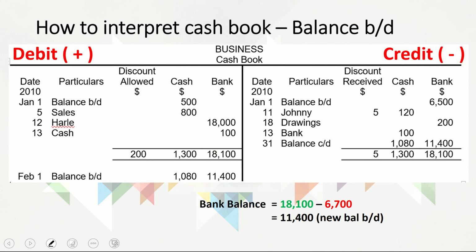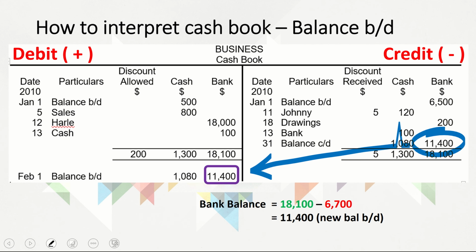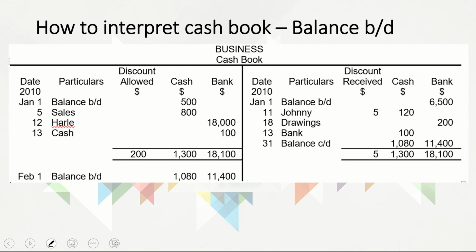So it will look something like this. That's the amount of money that you have in your bank account, $11,400. And this amount would be your balance brought down at the beginning of February. There you go. This is your cash book.